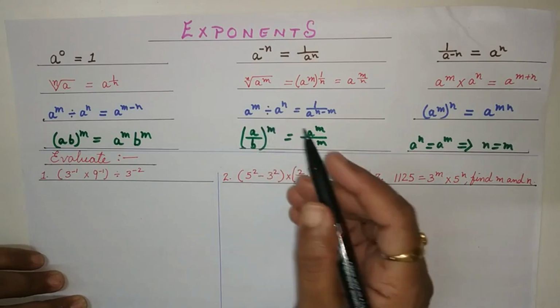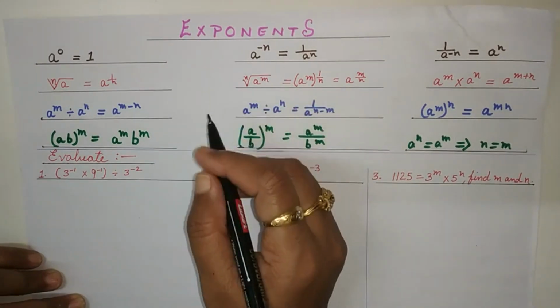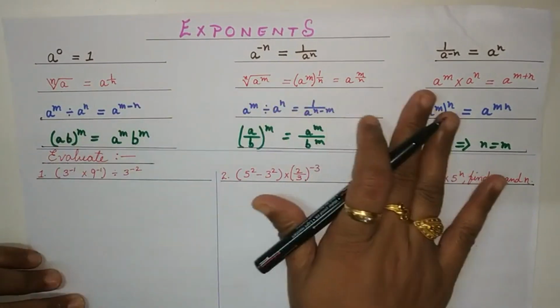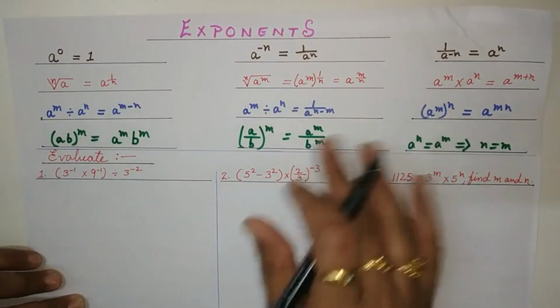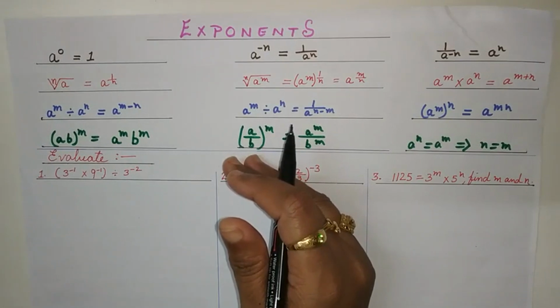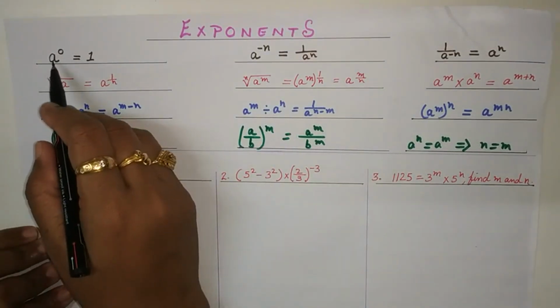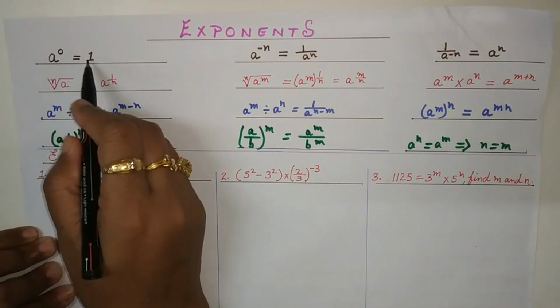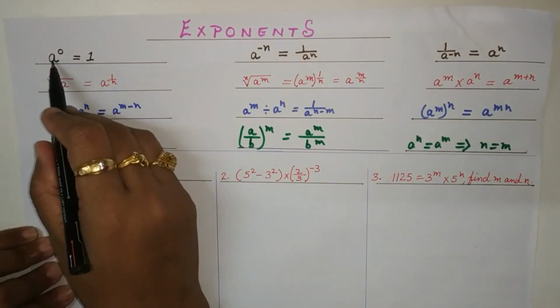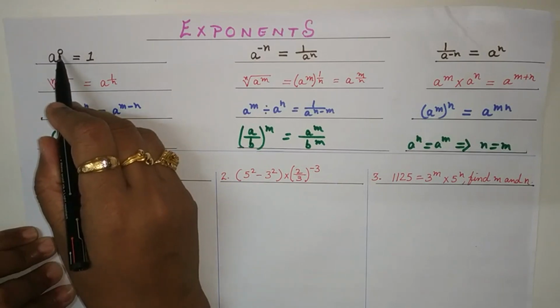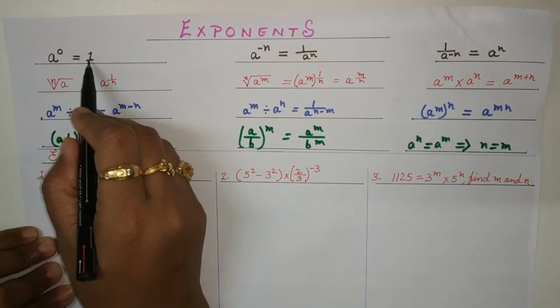So let's begin. This you have already done, but still I will revise with all the rules. Some of them are definitely new for you this year, and then we will go by solving the sums. So let's begin with the first term, that is a to the power 0 is equal to 1. So any base, any number, when it is raised to the power of 0, the answer is always 1.